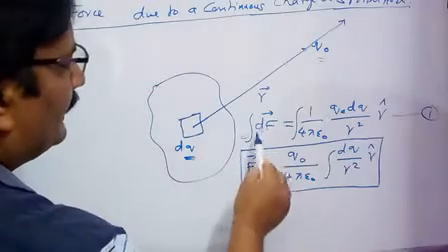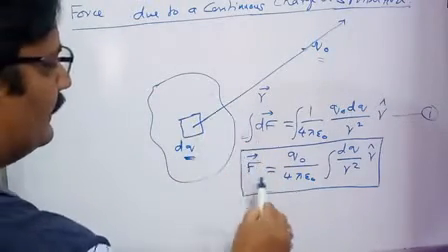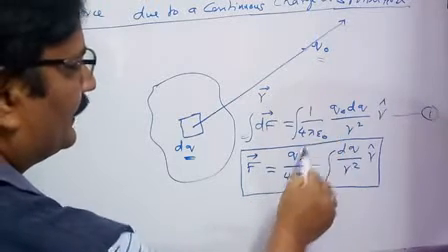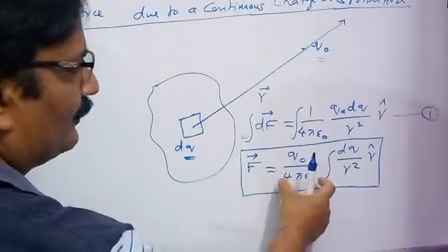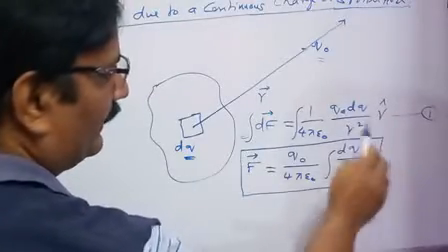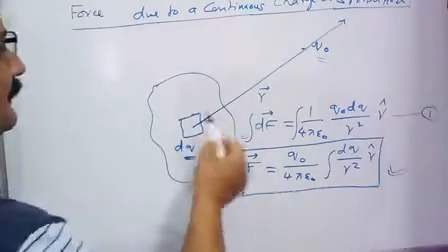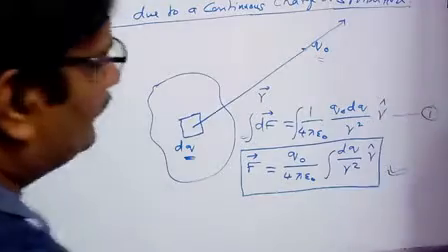After integration, the integral of dF is the force due to the whole charge. F is equal to q naught by 4 pi epsilon naught, which is treated as a constant, times the integral of dq divided by r square, r cap. This would be the value of force due to this continuous distribution of the charge.